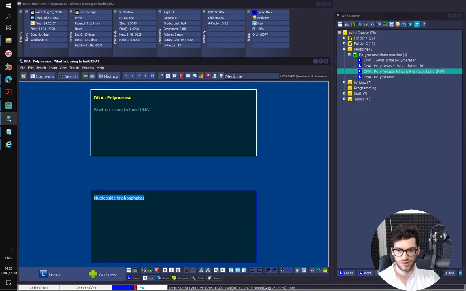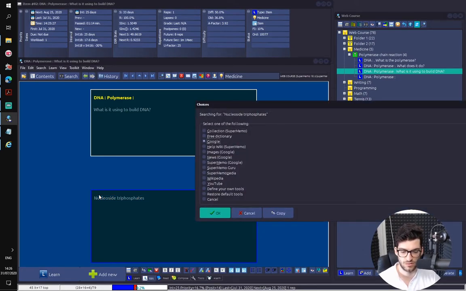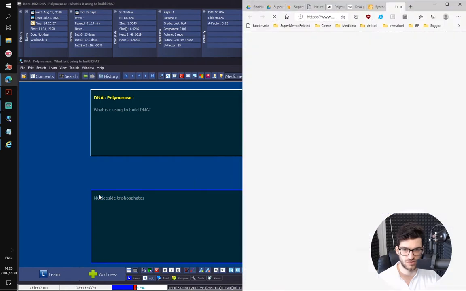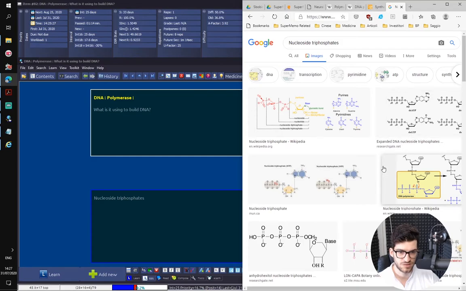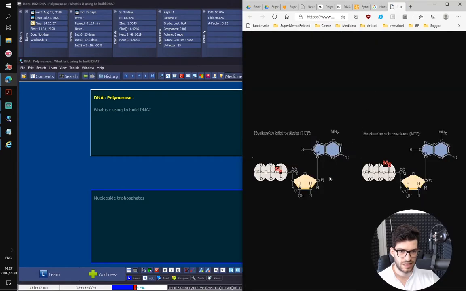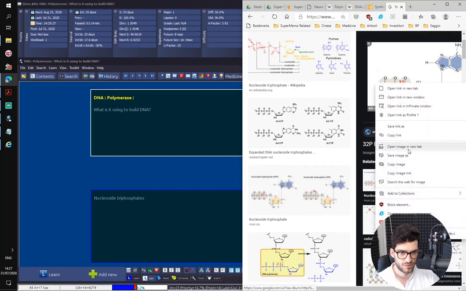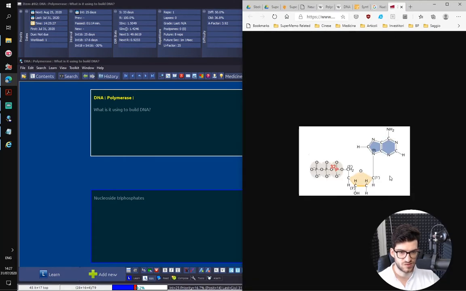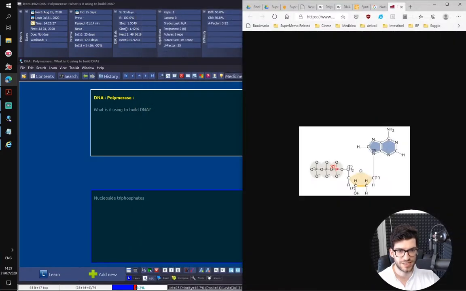Okay, so raise. And what you can do here, learn by seeing, not explaining function. Control F3, search text, press G for Google, F for free dictionary, or W for Wikipedia. Usually Google is your best bet. I would take an image. Maybe this one's a little better. Yeah, this one is decent. Course images, save.